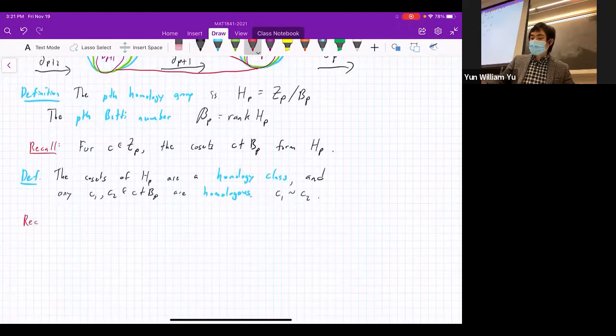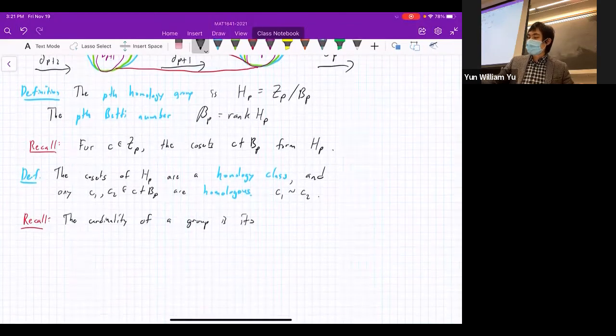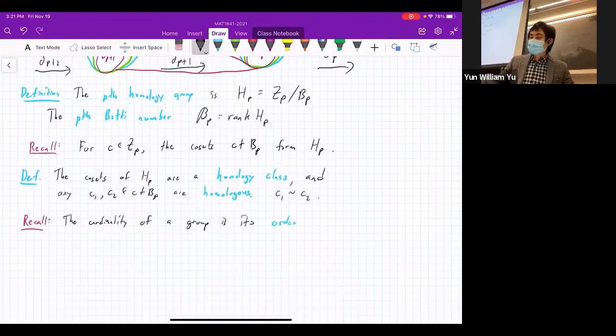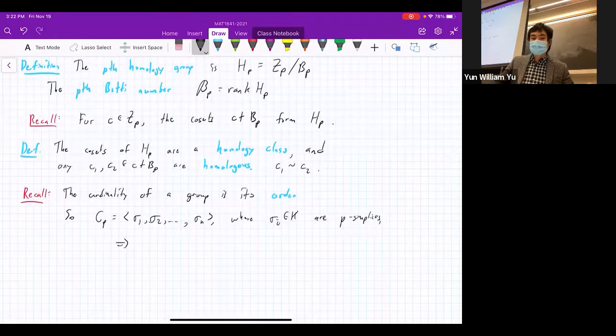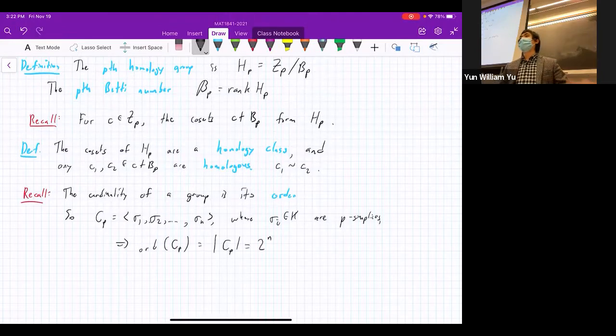And let's just recall a couple other things in case this is useful. So the cardinality of a group is its order. So if we have something like CP, which is generated by all the P simplices, so sigma 1, sigma 2 through sigma n, where our sigma I in K are P simplices, well, that implies that the order of CP is equal to the number of elements in CP, which is of course just 2 to the n. Because we're working over the finite field with just 2 elements, you can think of each element of CP as just asking whether a particular simplex is present or not.